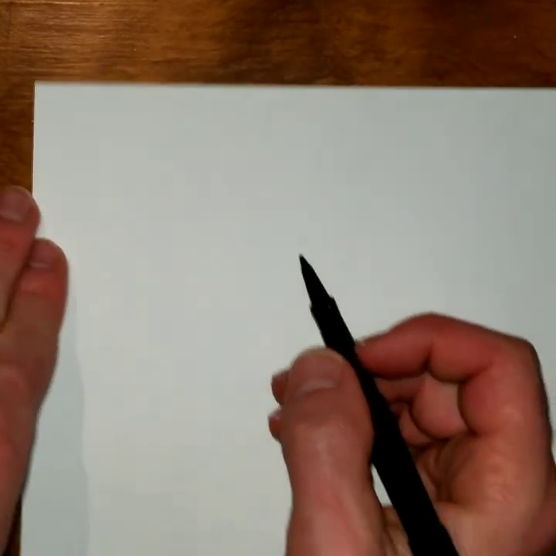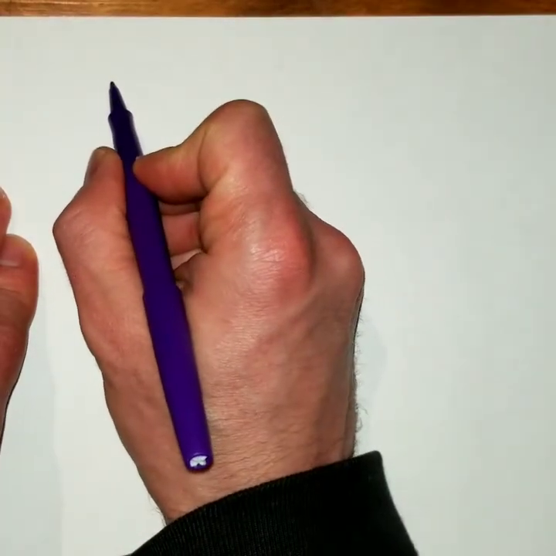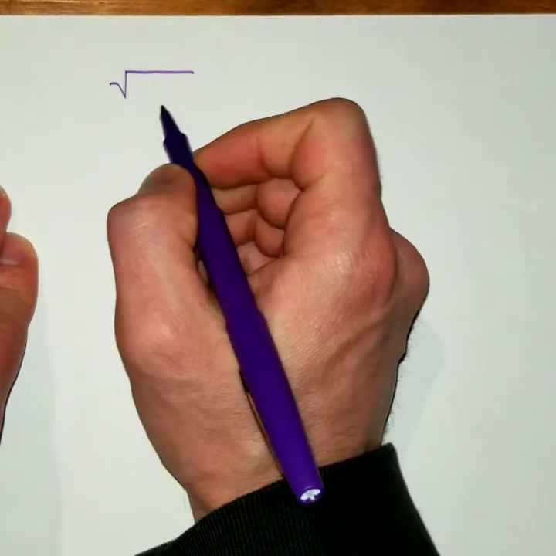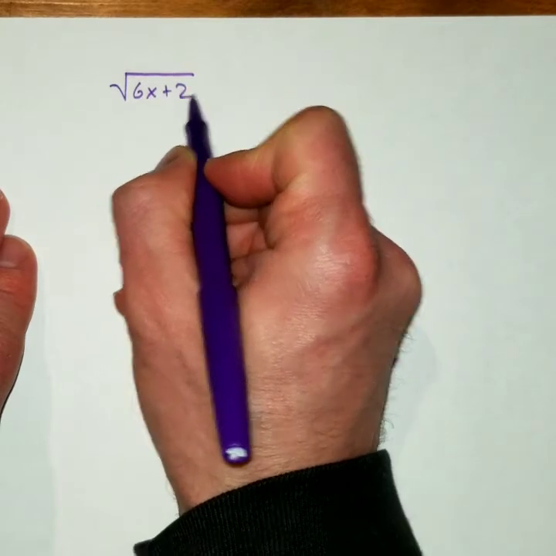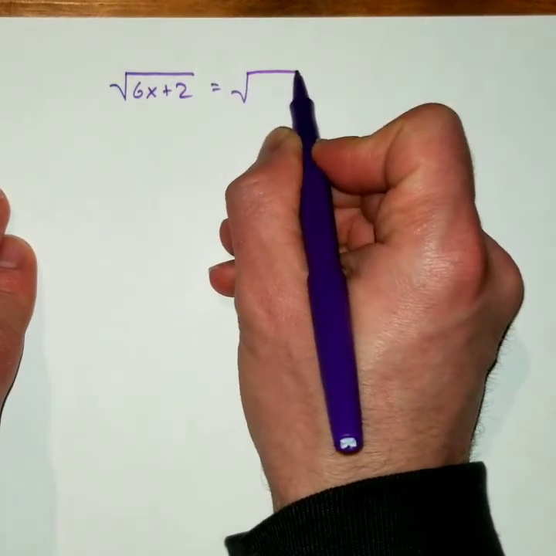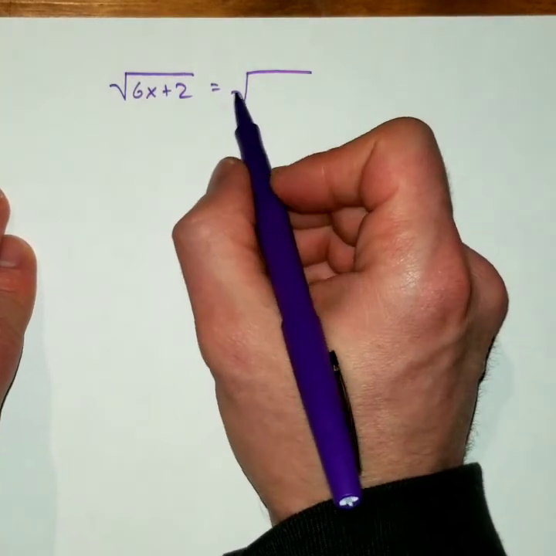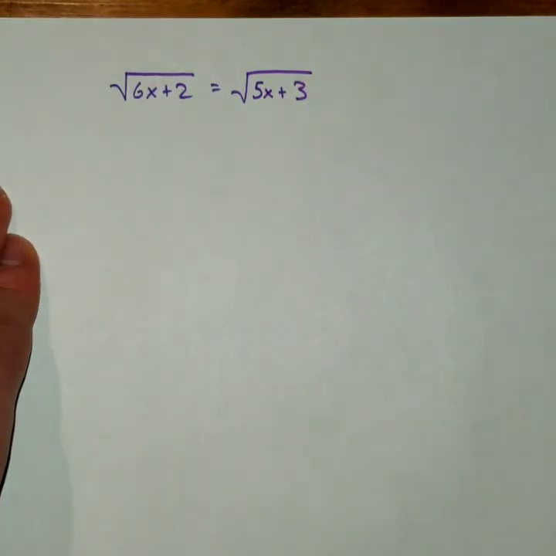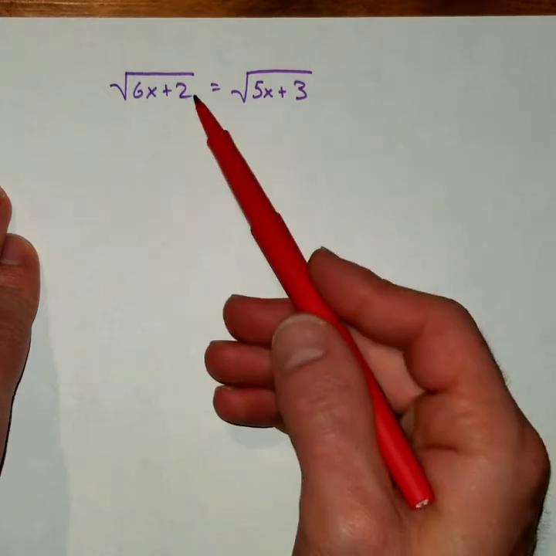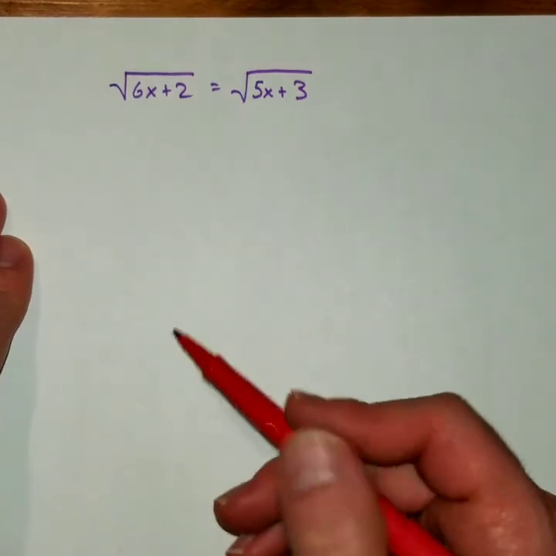Alright, this next one, we're going to take two square roots and set them equal to each other. So we have the square root of 6x plus 2 equal the square root of 5x plus 3. Now when you have two roots equal to each other, it doesn't really matter what they are, as long as you can isolate one. Now in this case both of them are isolated. They're each by themselves on their side of the equation.